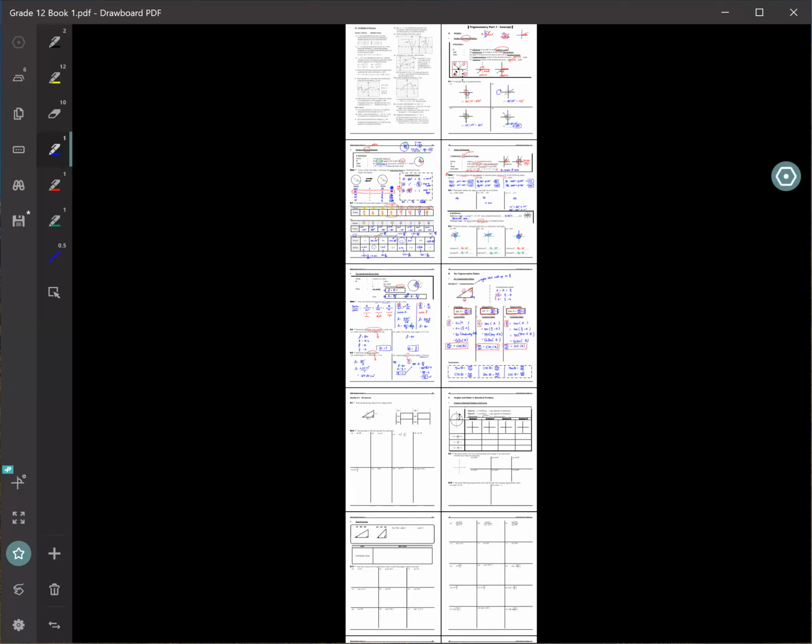So I'll say it first. Sine, cosecant, cosine, secant, tangent, cotangent. Okay, try. Sine, cosecant, cosine, secant, tangent, cotangent. Very good. One more time. Sine, cosecant, cosine, secant, tangent, cotangent.